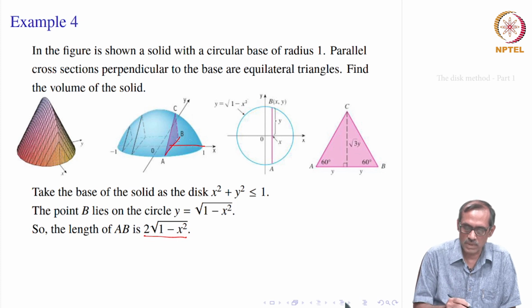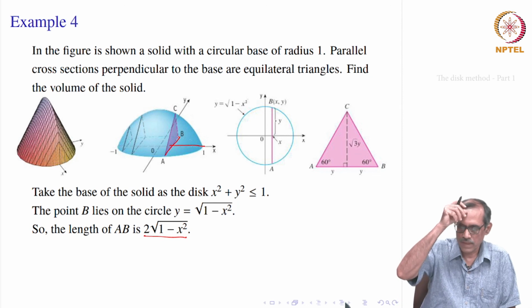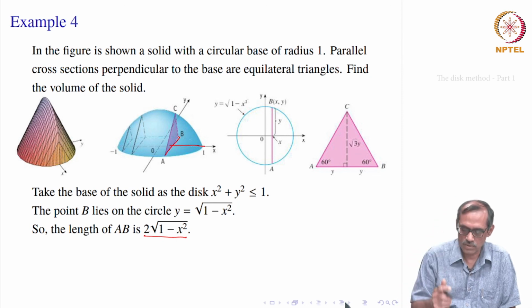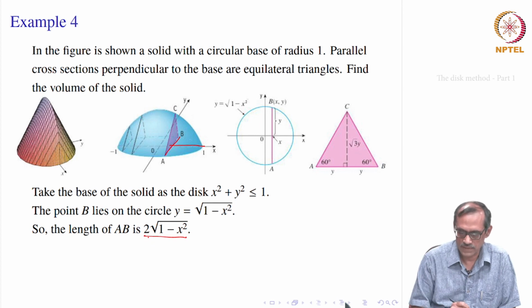So, we can use the slice method directly because the disk method is anyway coming from the slice method. So, let us see how it goes that way. Once the side of the triangle is 2 square root of 1 minus x square, we want to find its height.